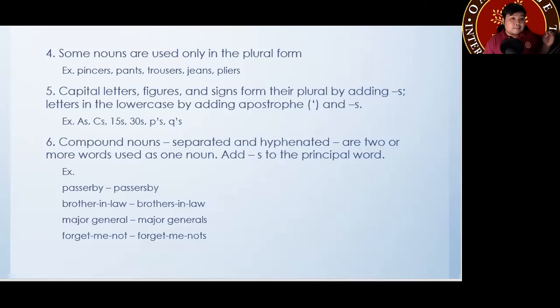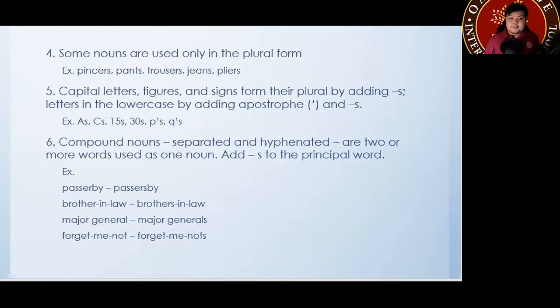Brother-in-law. Brother there is again the main word, the primary word, the principal word. So that's brothers-in-law. Major general. General there is the main word, so that's major generals. And forget-me-not. What's a forget-me-not? It's a blue flower. These are the hyphenated ones. This one is already forming one word, so usually you just add an S at the end. And that's how you form different plural forms of irregular nouns.